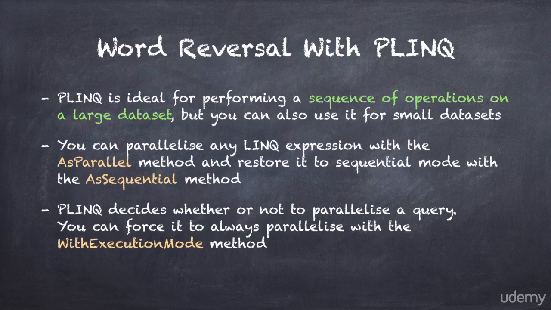You can parallelize any link expression with the asParallel method and restore it back to sequential mode with the asSequential method. However, parallel link always decides on its own whether or not to parallelize a query. You can force parallel link to always parallelize a query with the withExecutionMode method.